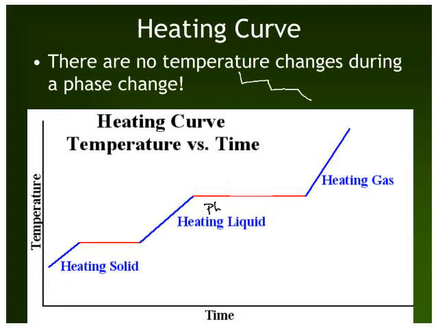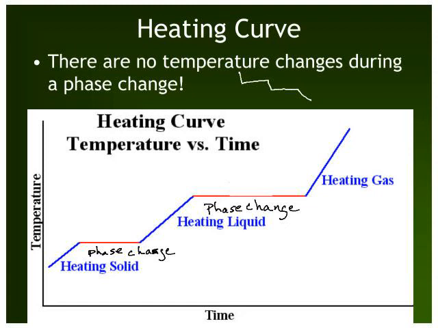What happens here on these flat parts is you have phase changes. So here on this red line at the liquid area, that's when my liquid is becoming a gas. And down here at this lower red line, this is another phase change where my solid is becoming a liquid. Okay, it's in the process of melting.